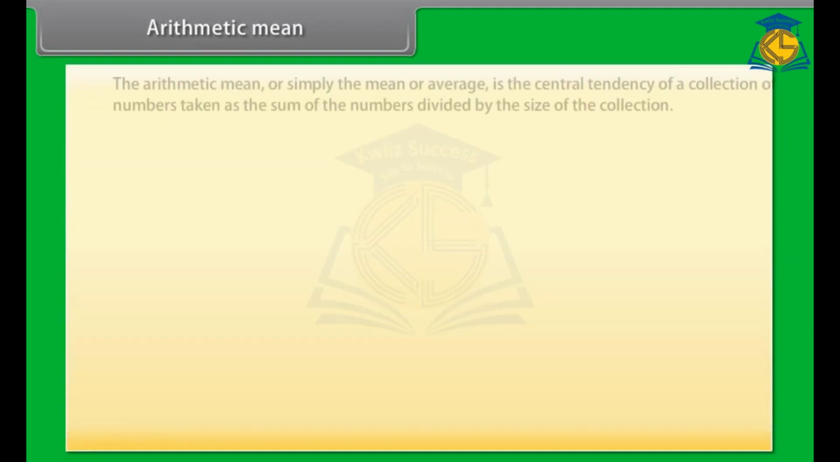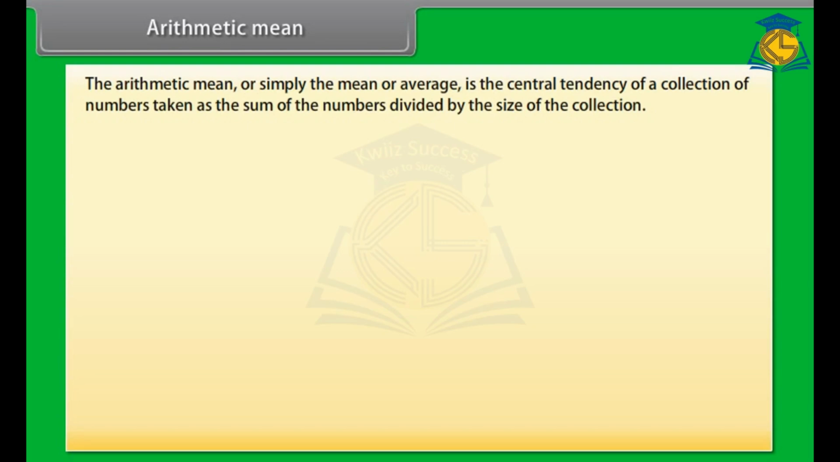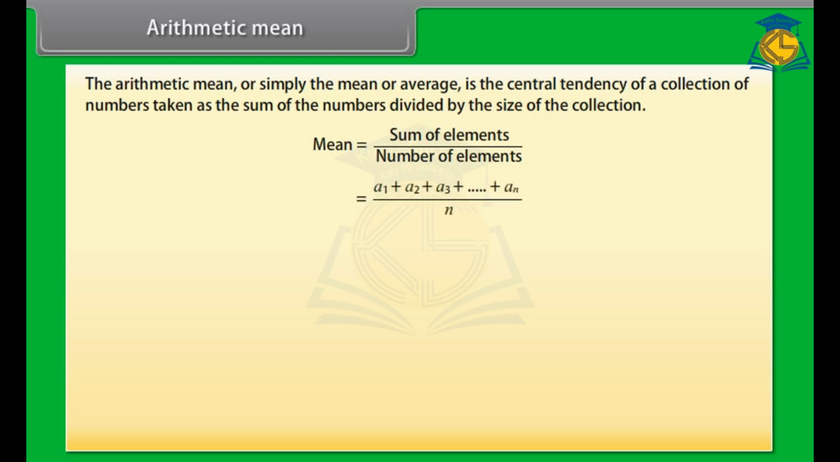Arithmetic mean. The arithmetic mean, or simply the mean or average, is the central tendency of a collection of numbers, taken as the sum of the numbers divided by the size of the collection. Mean is equal to the sum of elements by the number of elements, which is equal to A1 plus A2 plus A3 up to plus An, by n.